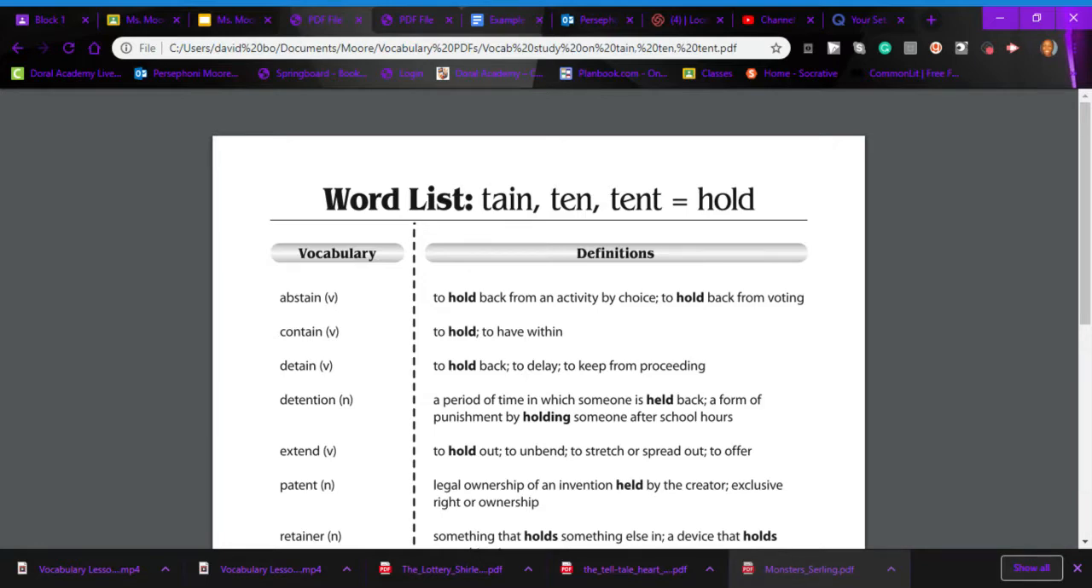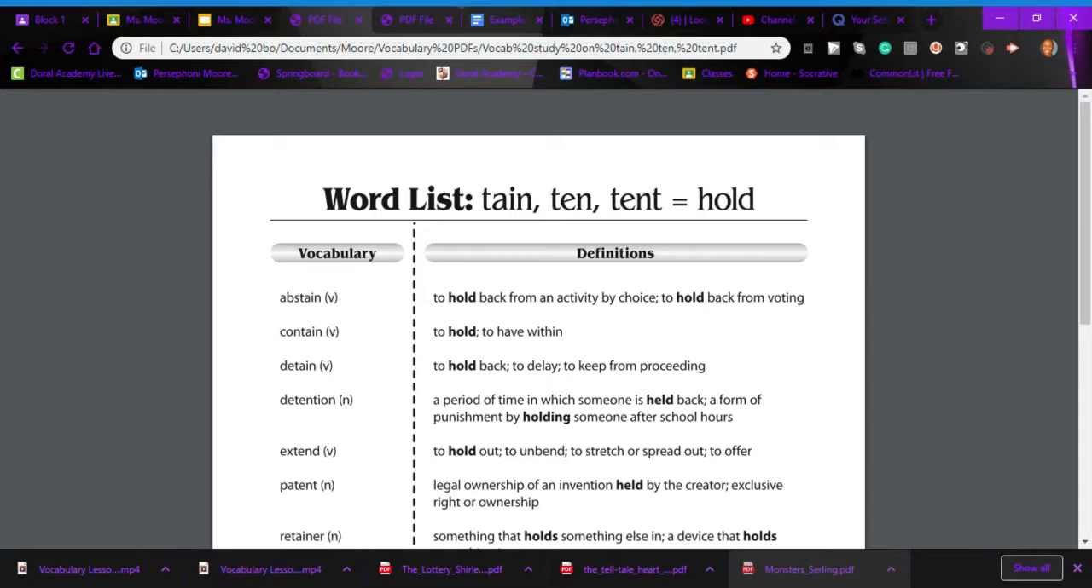Contain is a verb. When I think of contain, I think of the noun container, and a container holds the contents that are within. So we may say that your container contains a sandwich. Your container contains small beads, used for crafting, whatever the case may be. But to have or to hold within is a container. It means contain.